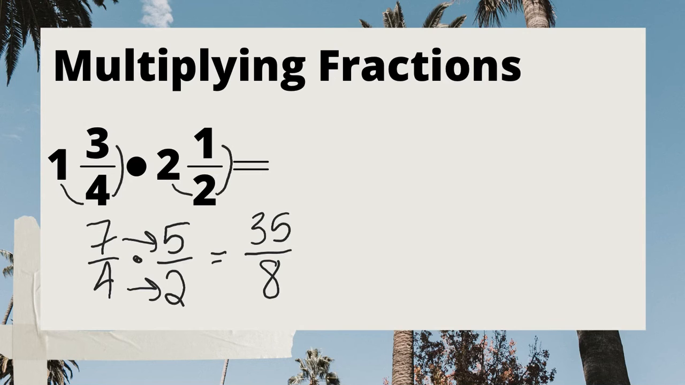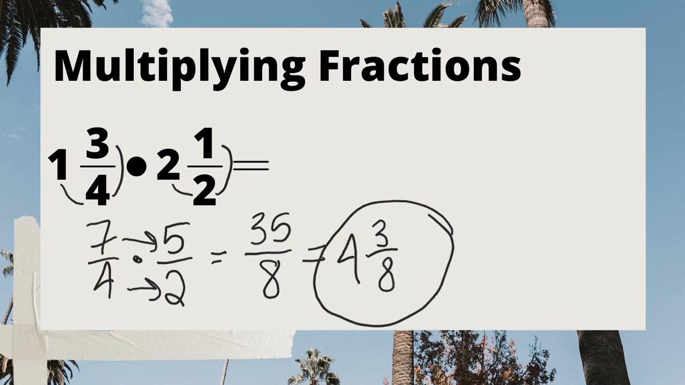So we need to stop and think, how many times can 8 fit into 35? Well, I know that 8 times 4 is 32, and that's as close as I can get. So that's 4 whole times. And then from 32 to 35 is 3 more over 8. And now this is our final nice answer.